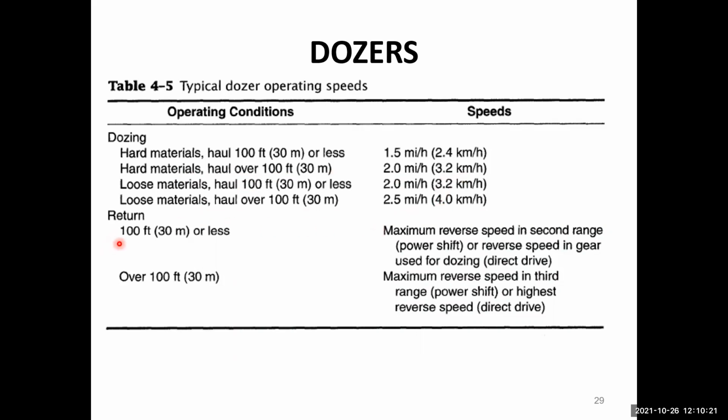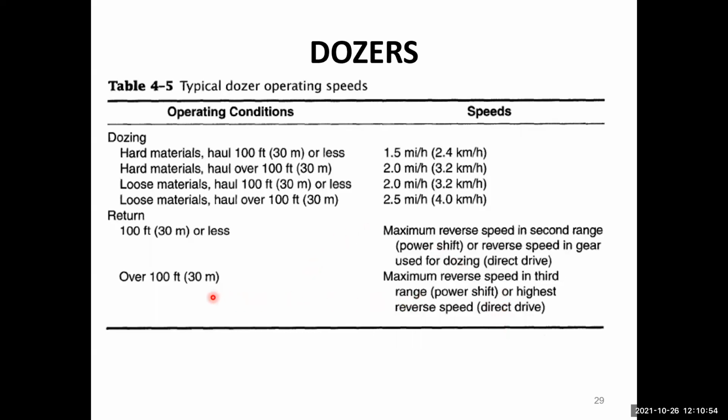In the reverse direction, when the reverse is about 100 meters or less, the dozer is basically not pushing against some material. So the dozer is moving more or less freely. So it will be the maximum reverse speed in second range, that is in the power shift mode, or reverse speed in gear used in dozing, that is the direct drive mode.